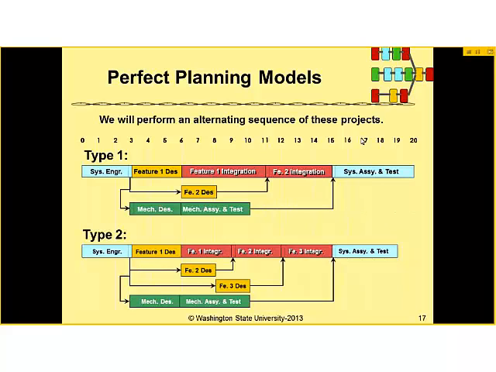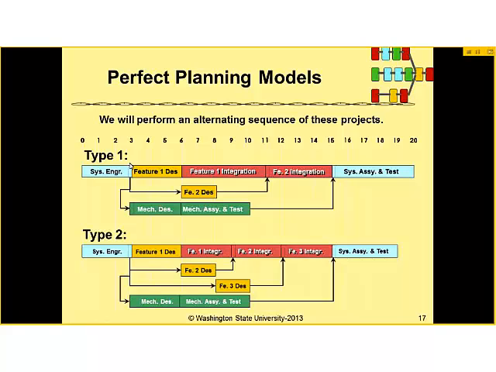So here's the project planning. Here's the models we use for the project execution. We've got two different types of projects, and one has two of these yellow features. So we've got a feature 1 design and a feature 2 design. This is what we call a type 1 project. The other type of project has three features in it. So feature 1, feature 2, feature 3 design.